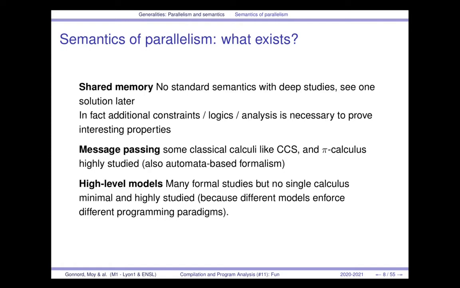So as I said, one of the main ways to do parallelism is to have shared memory between threads. There's not much standard semantics with deep studies here. We'll see one solution later in this course adapted to mini-while. Writing a semantics for shared memory is not difficult. Having interesting properties on these languages is more difficult, because by nature you end up with a lot of different behaviors for the same program.